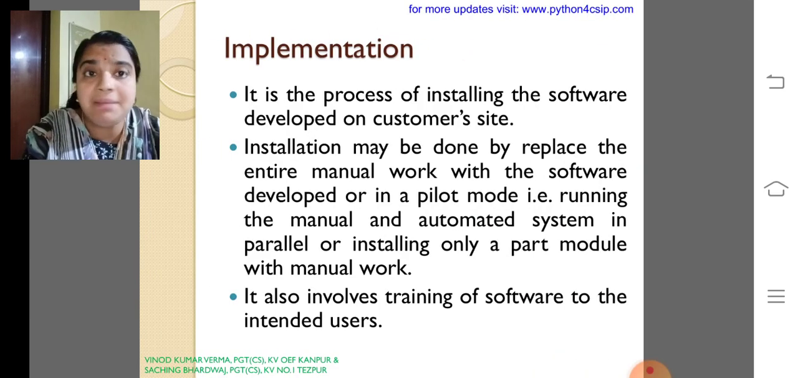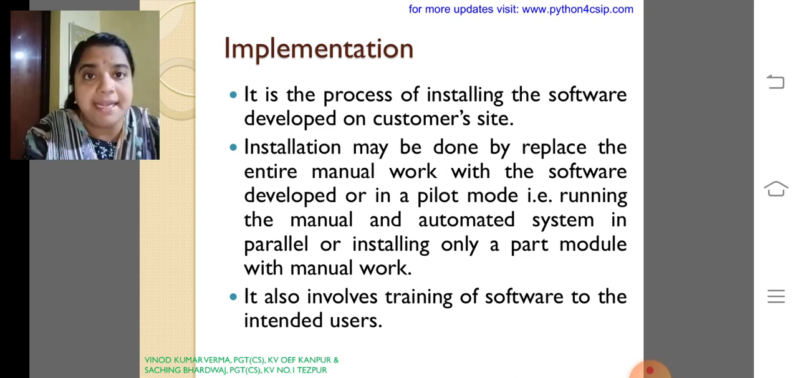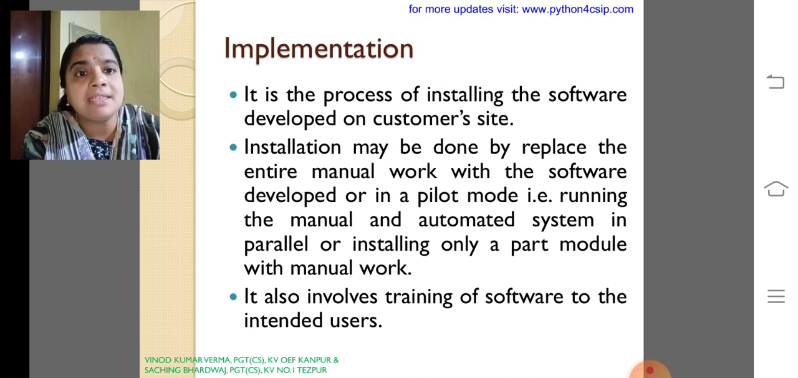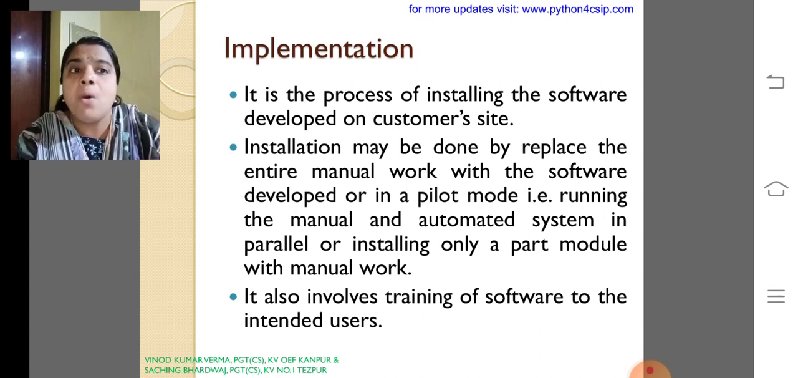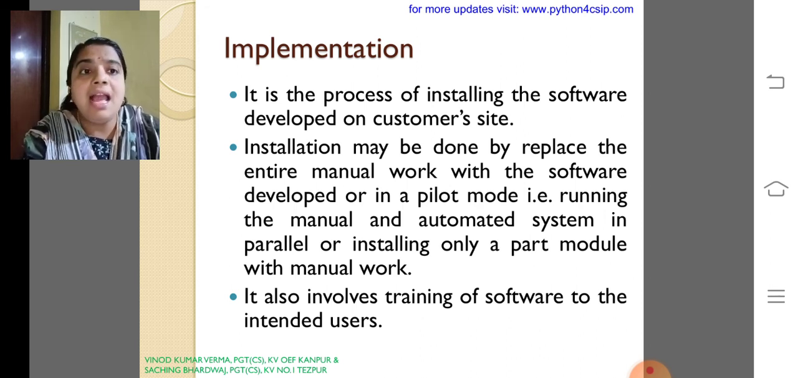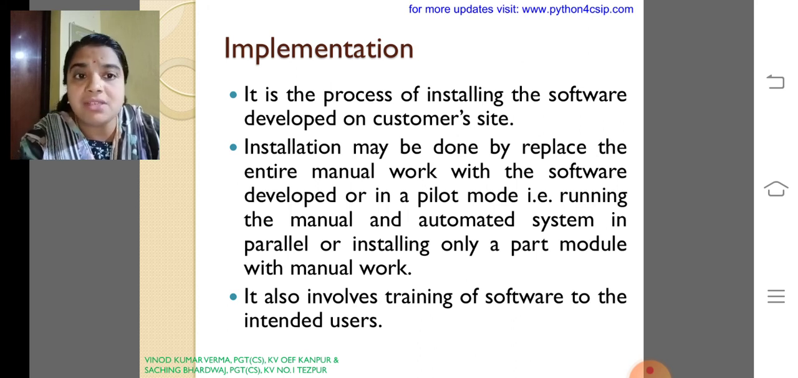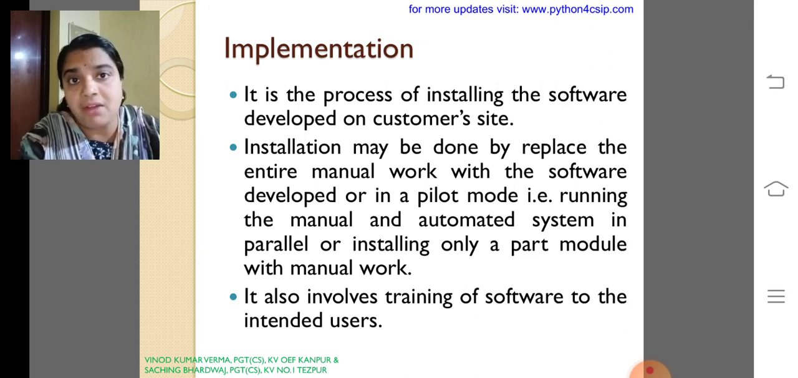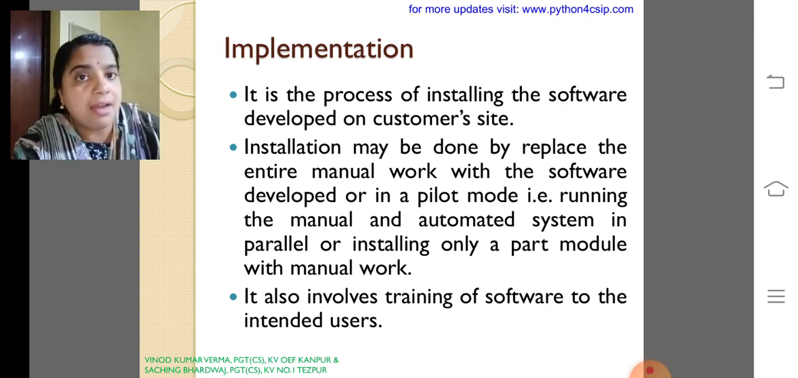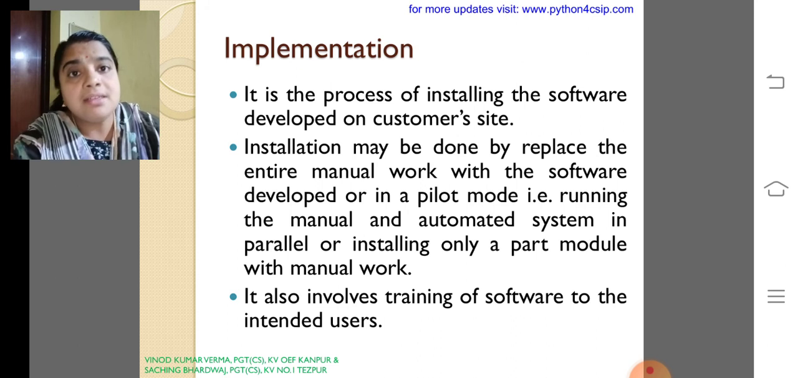The next one is implementation. It is the process of installing the software developed on the customer's site. Installation may be done by replacing the entire manual work with the software developed, or in a pilot mode, that is, running the manual and automated system in parallel or installing only a part of the module with the manual work. It also involves training the intended users. Implementation is nothing but the usage of our software in a particular area. For implementation, we should install our program into the system of those who require it.